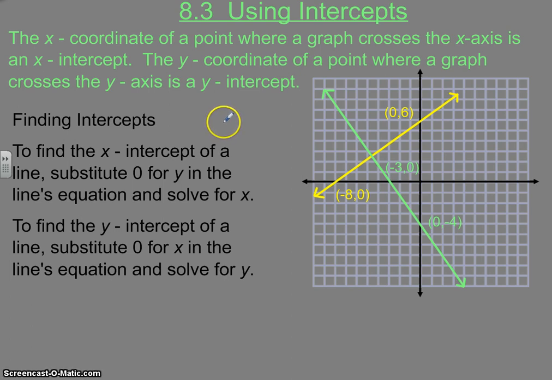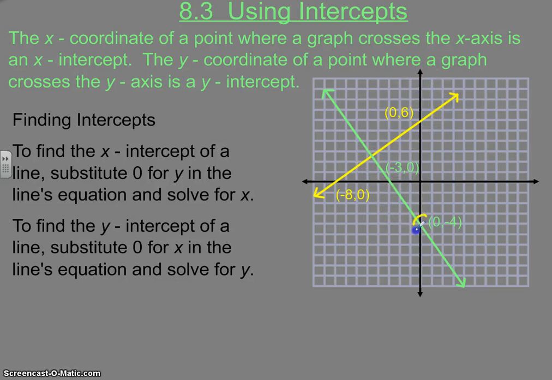So instead of having a table of 5 points, we're going to just have 2 points with each of these, and we're going to draw a line through each point. Now, what I want to talk about is the word intercept. Now, when we're talking about intercepts with lines, we're talking about the place where these lines cross the axis.